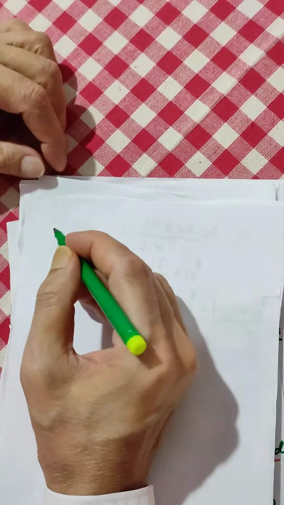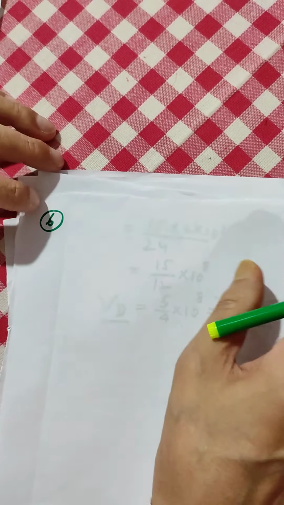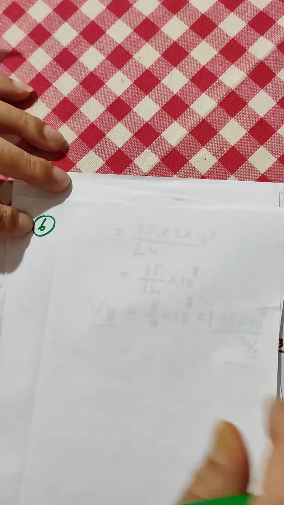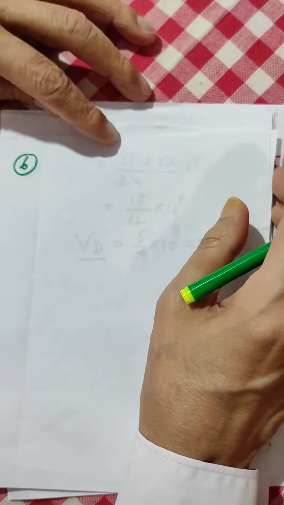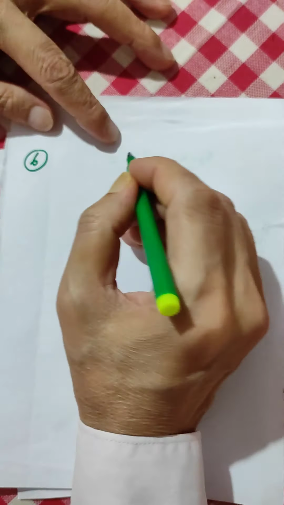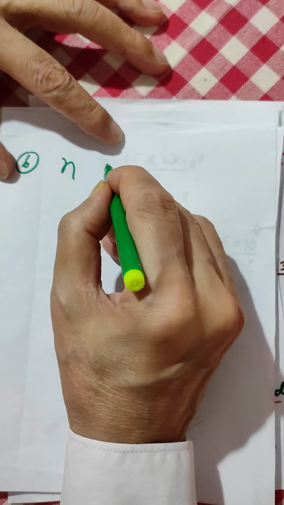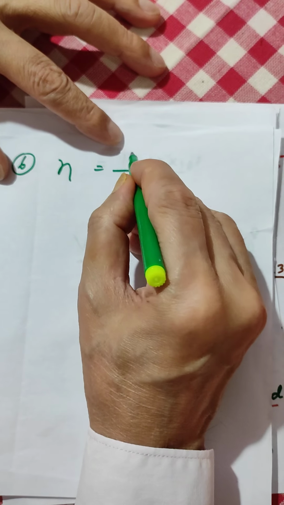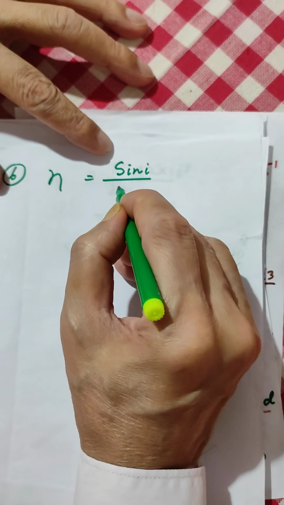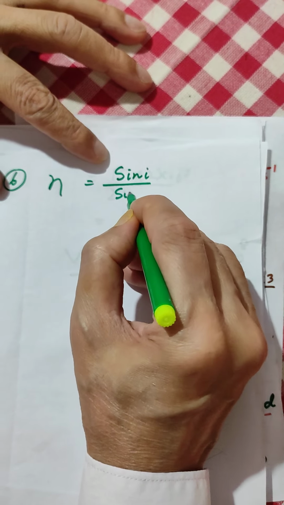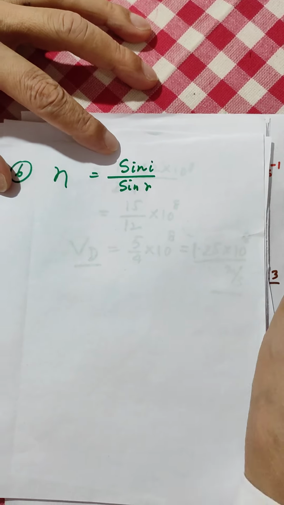Okay, now last one, number 6. This one comes straight from Snell's law. The second law of refraction, as you know, is called Snell's law. Now Snell's law says what? Refractive index of a medium is equal to the ratio of sin i to sin r. Alright. Now here suppose this diagram.